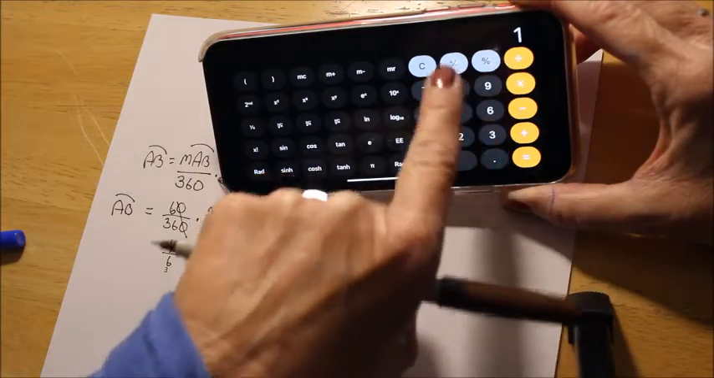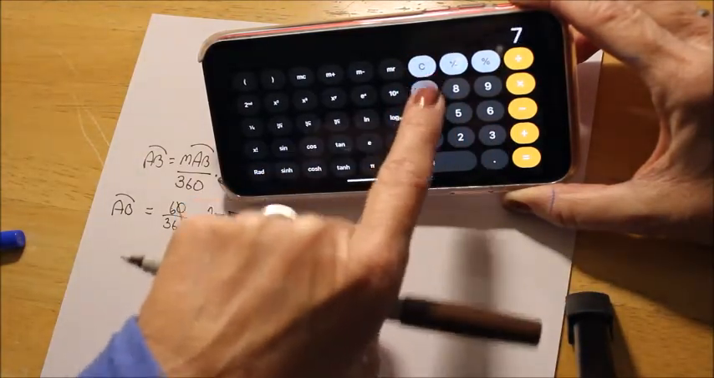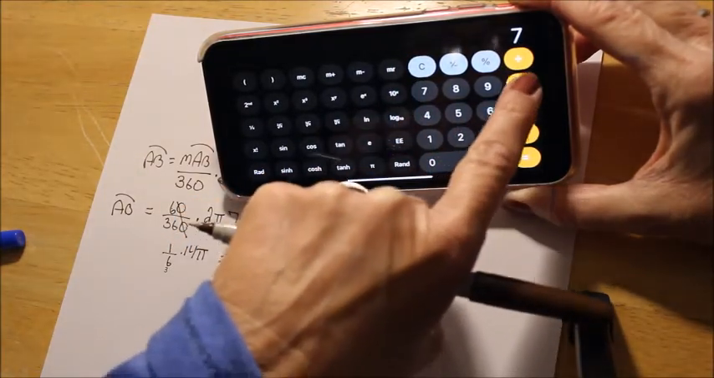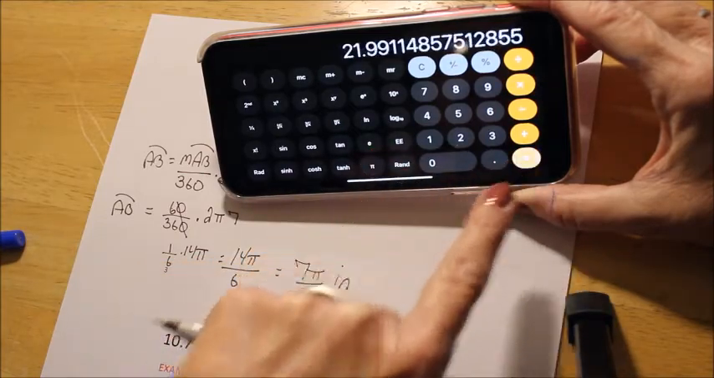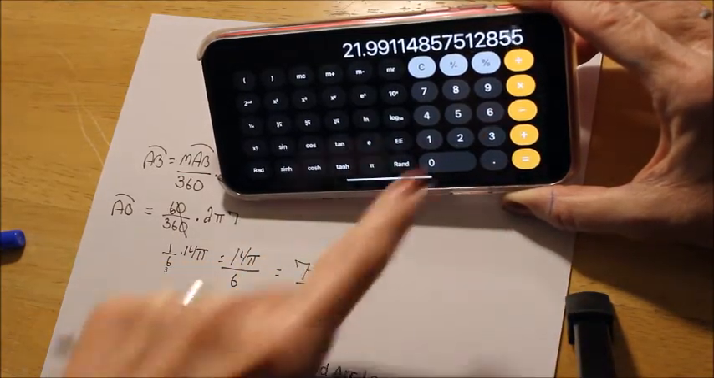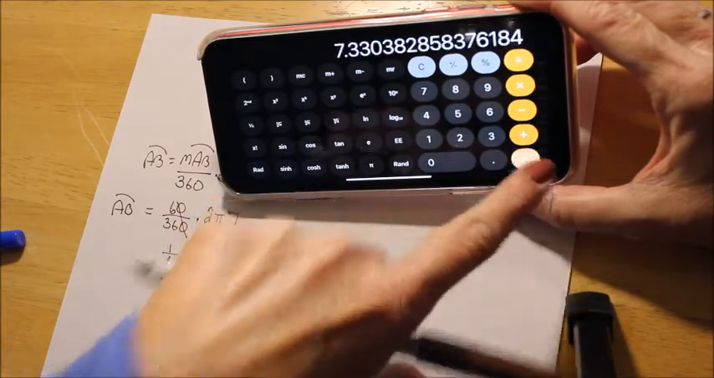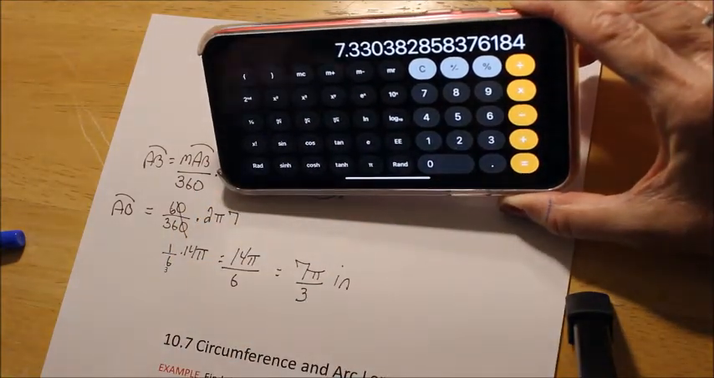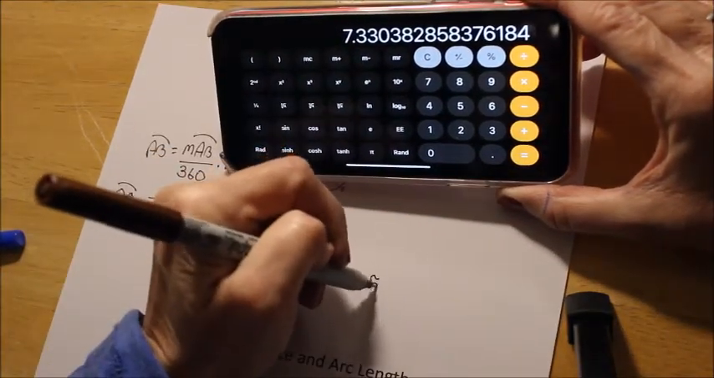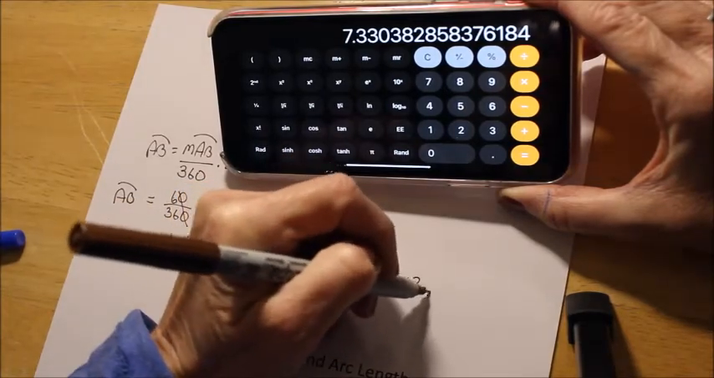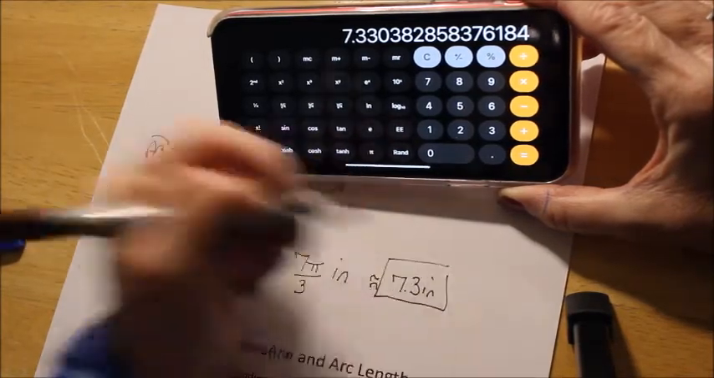Oops, I hit the wrong thing. Okay, so we're going to hit 7, I guess we have to hit times pi equals, and then we're going to divide that by 3. And that's going to give us about 7.33. So we would say approximately 7.3 inches, and that is the length of the arc.